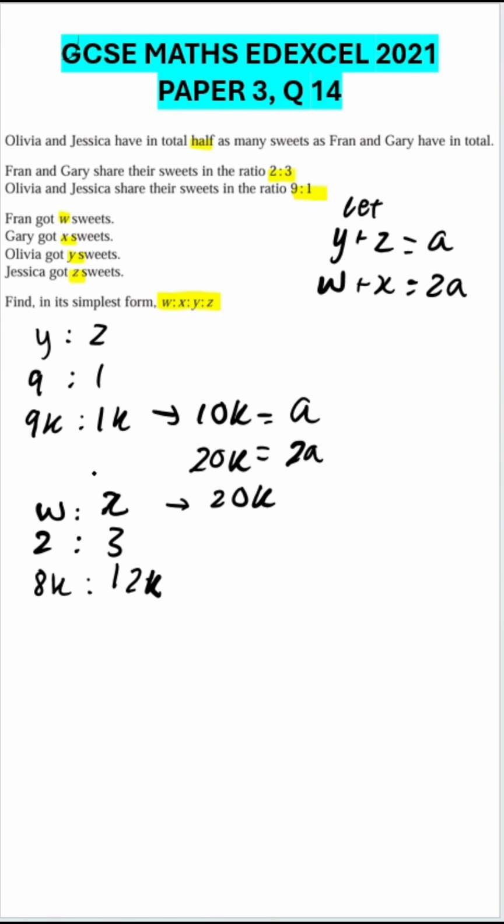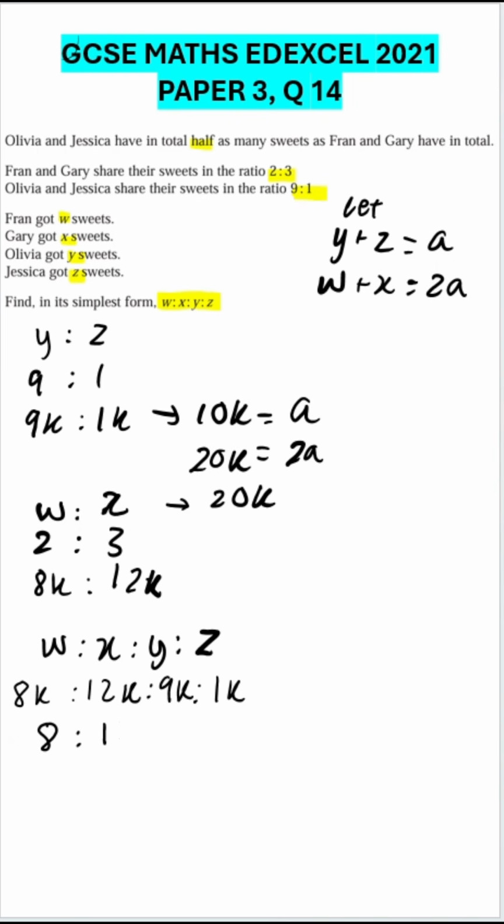And now that I have all of my variables in terms of the same constant K, I can write them together in a ratio. So W to X to Y to Z is equal to 8K to 12K to 9K to 1K. And now that I have K in every part of this ratio, I can just divide each part by K, giving me 8 to 12 to 9 to 1.